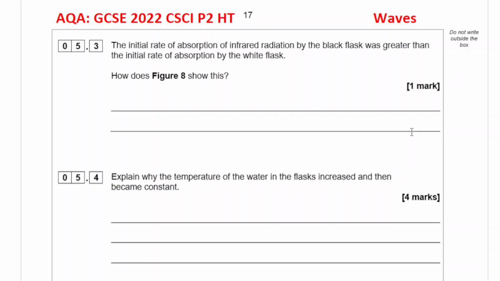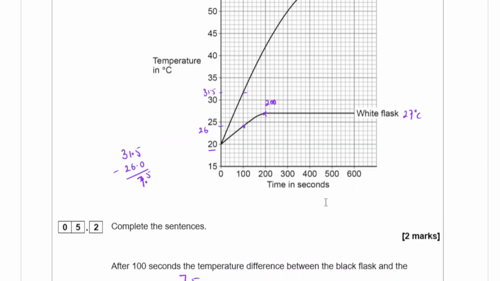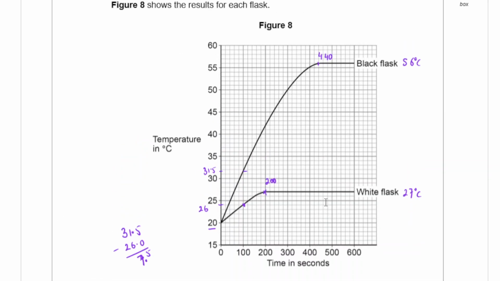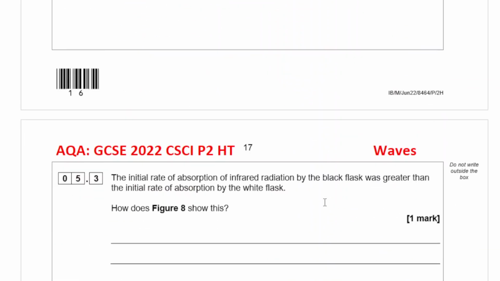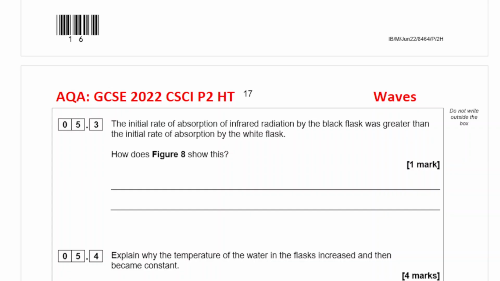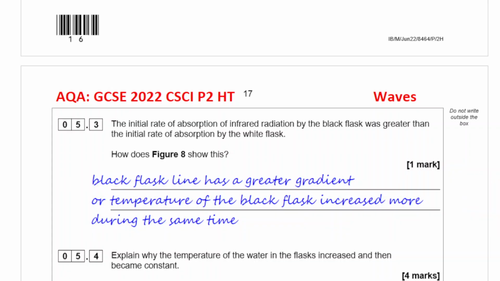The initial rate of absorption of infrared radiation by the black flask was greater than the initial rate of absorption by the white flask. How does figure 8 show this? So initially, as you can see, the line for the black flask is much steeper than the white flask. So you could say that the gradient is actually higher. So the black flask line has a greater gradient, or you could say the temperature of the black flask increased more during the same time.